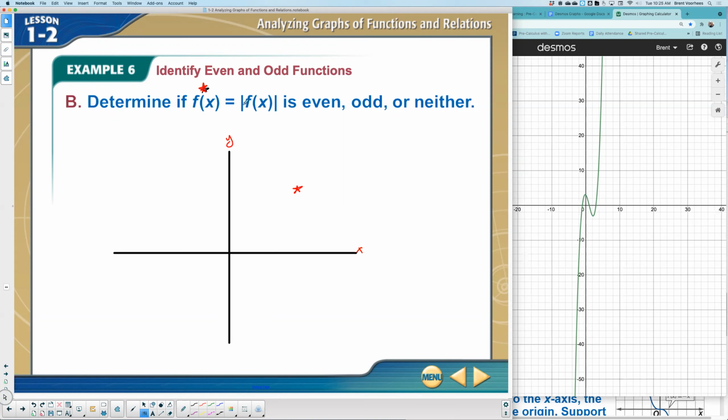Okay, here, this says the x is positive and the absolute value is on the y. That means no matter what, the y is positive. So x is positive, and no matter what, the y is positive. First quadrant, this would be neither. There's no symmetry if it's right on top of each other like that. This would be neither.